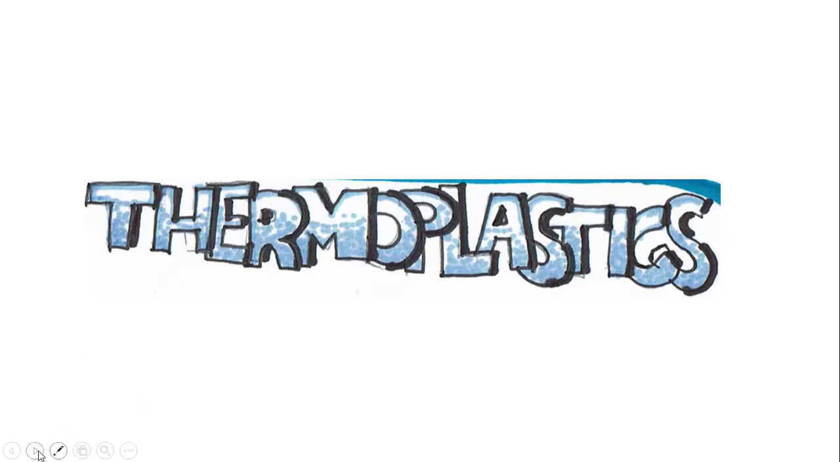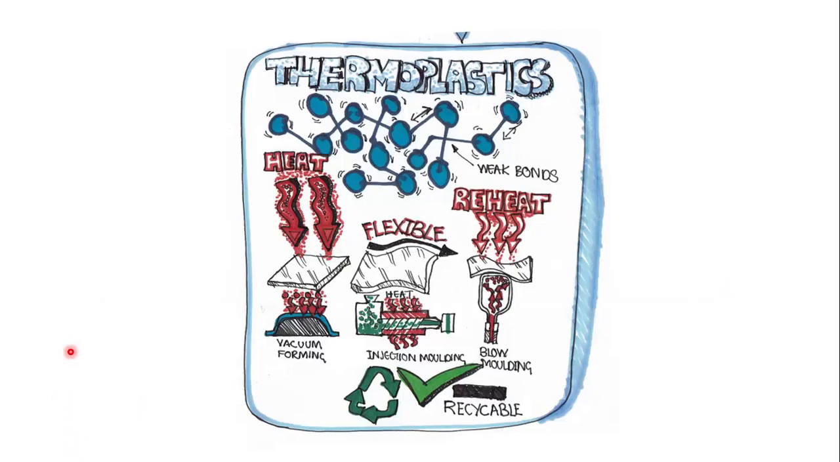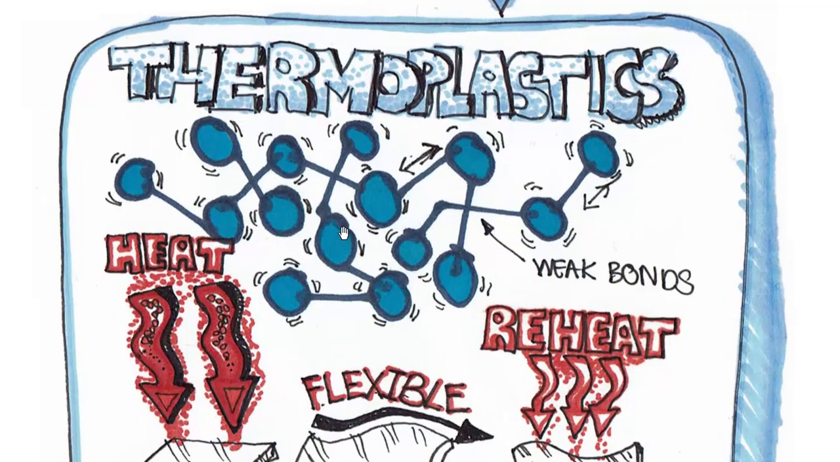Thermoplastics. Okay, so just a quick recap from the previous video about thermoplastics. If you remember, we covered the different properties of thermoplastics. We learned that they have weak bonds between them. These bonds are actually known as van der Waals bonds.